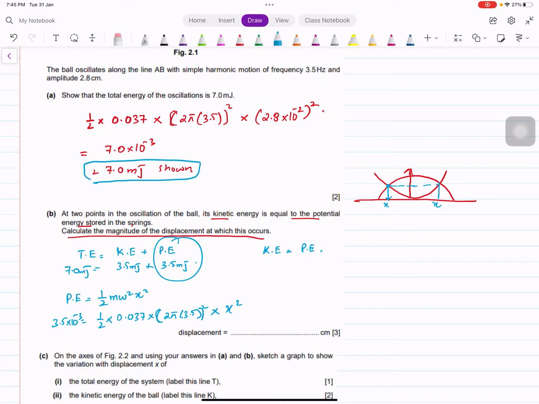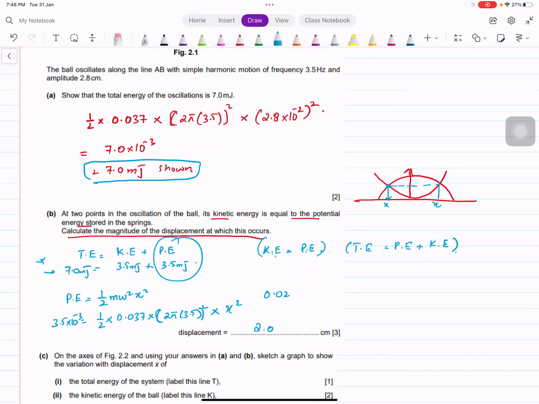Zero point zero two. So it will be zero point zero two, so 2.0 centimeters then. Do you guys understand? Easy, right? Just a small concept. At this point, these will be equal and total energy will be the sum of this. If you remember this, obviously you can find the middle point where they will be equal.